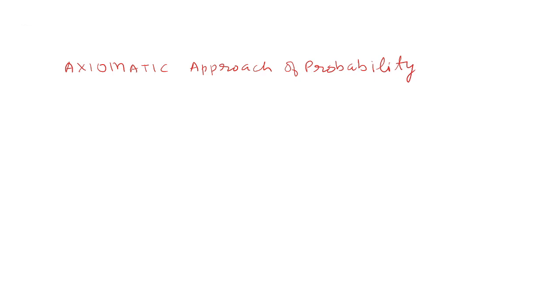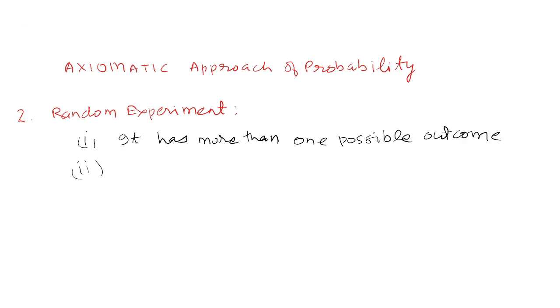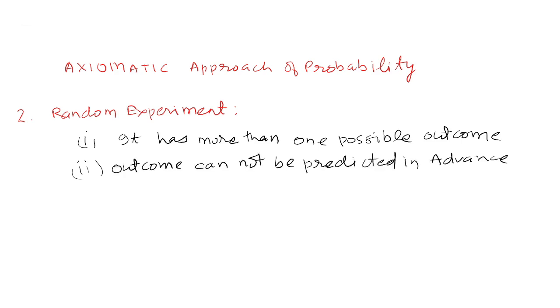a few terms, and those are like this. Topic 2: Random experiment. Any experiment is called a random experiment if it satisfies two basic conditions. Condition 1: it has more than one possible outcome, and condition 2: the outcome cannot be predicted in advance.